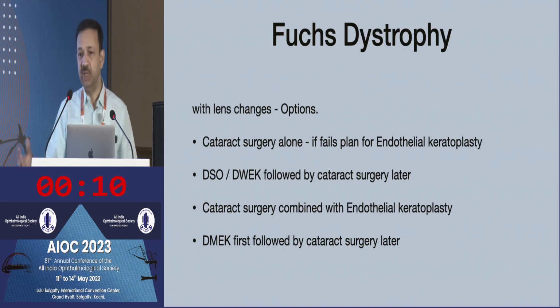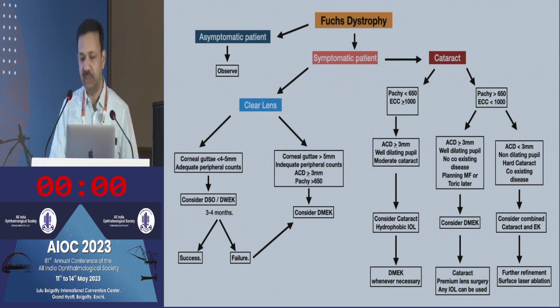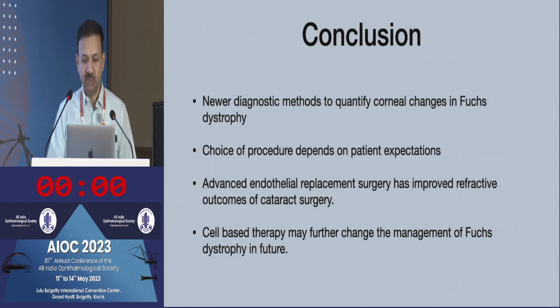If the guttae are limited to the central cornea, you may just do a descemet stripping only, or you can combine the two procedures. Or if it's a younger patient, cataract is not significant, you can think about doing a DMEK. So this is a flowchart that covers whatever we have spoken about now.